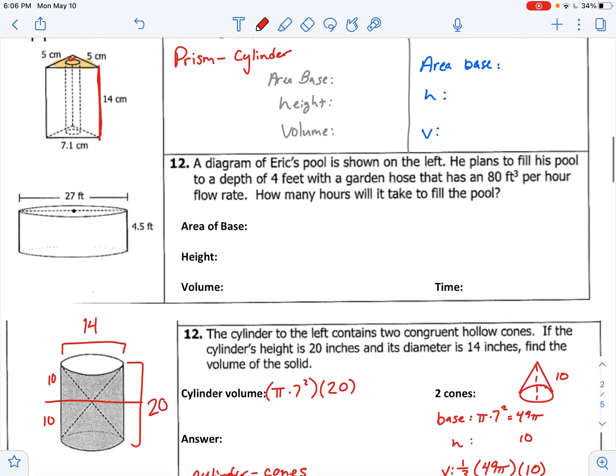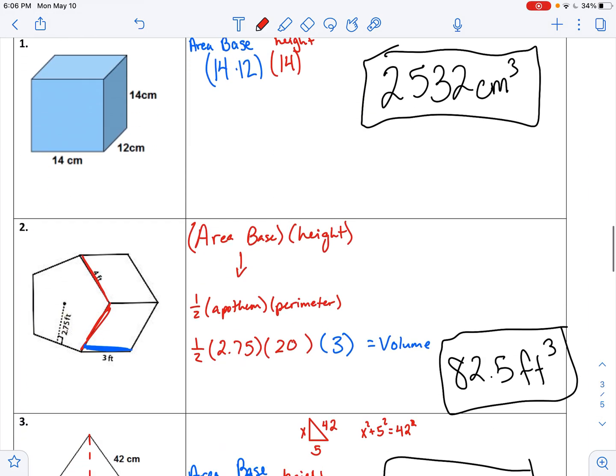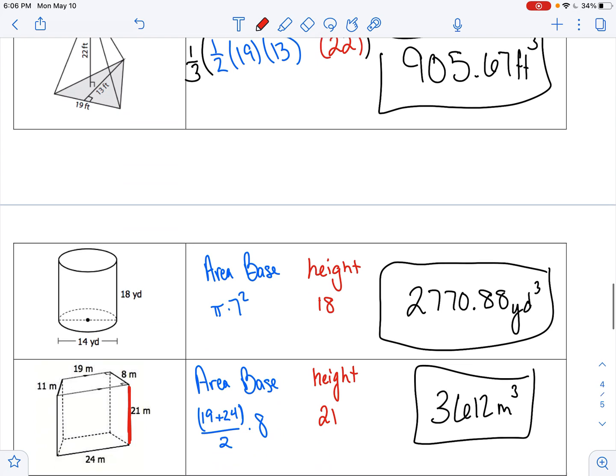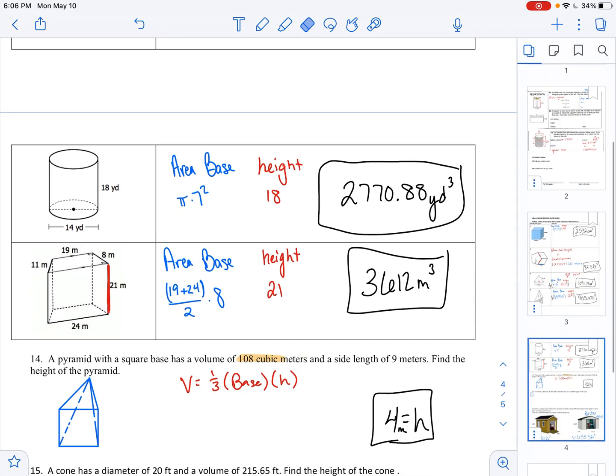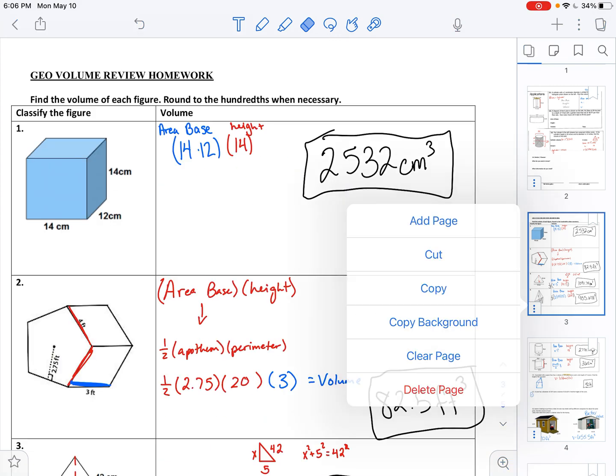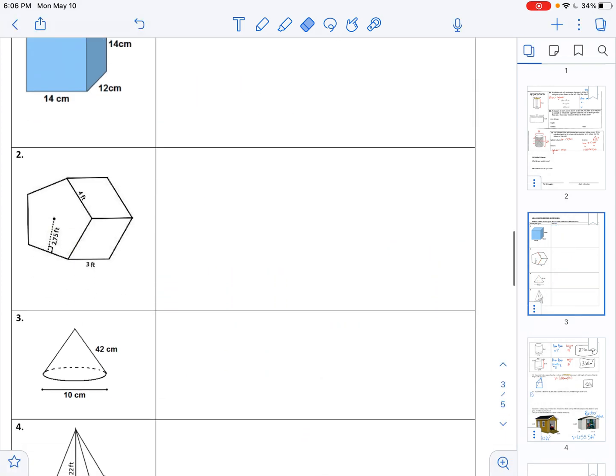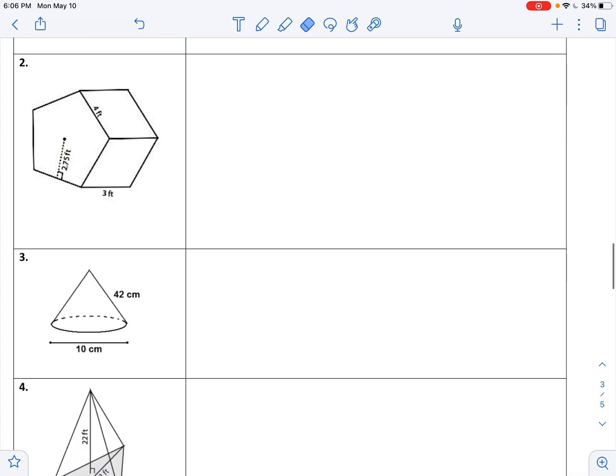Let's do another one. Let's do kind of a strange one. Here's a good one. So let's do the volume of a regular prism. So I'll color code these: area of the base, and I'll do the height, and then I'll do the total volume.